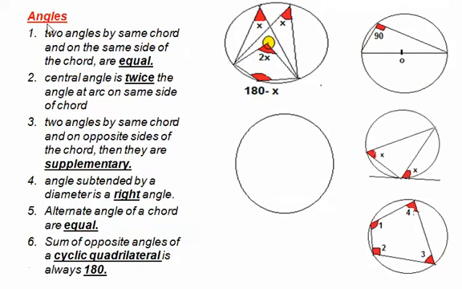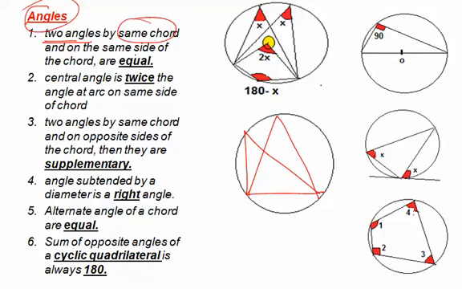There are certain properties, we will discuss certain properties on angles. So let's see first. Two angles by same chord. If suppose this is a chord and two angles by it are always same on same side of arc, are always equal. If this is x, this will also be x. Next is your central angle is twice of this. Suppose this is the center of the circle and this angle will be always twice of these angles, so 2x.